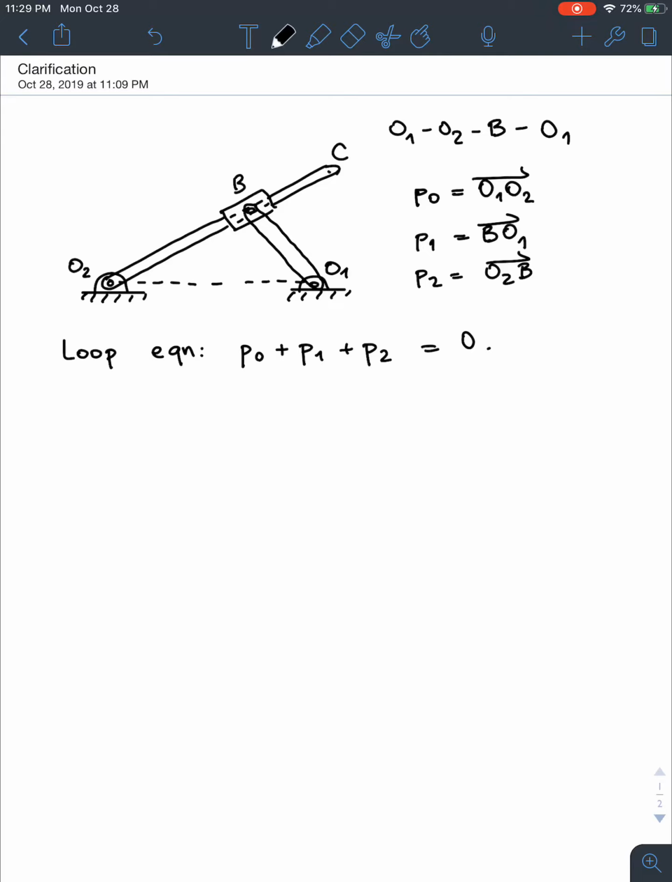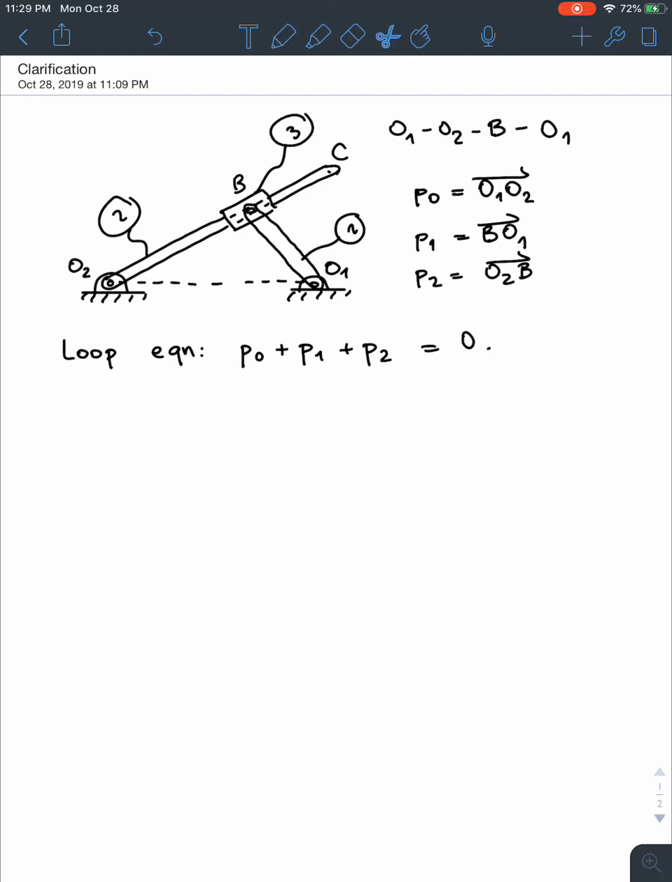So, in this mechanism that we see here, let's suppose our loop goes from point O1 to point O2 to point B to point O1 back. Okay, so I named some vectors, particularly P0 goes from O1 to O2, P2 goes from O2 to B, and P1 goes from B to O1. So this is the first link, this is the second link, this is the third link, remember that.